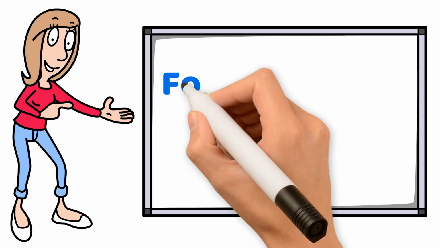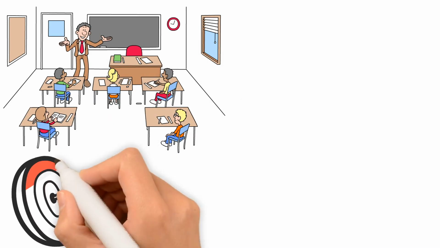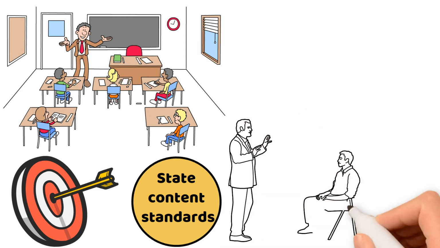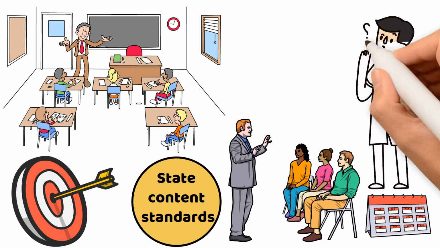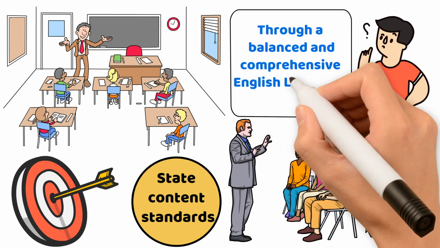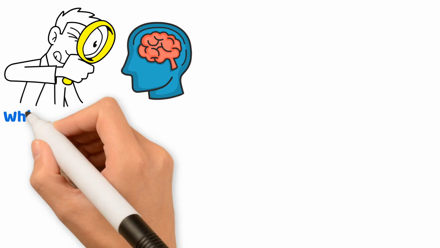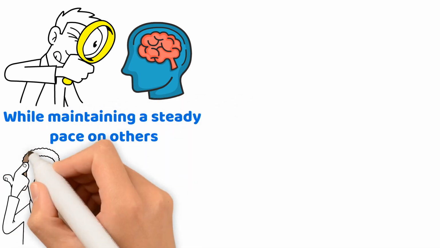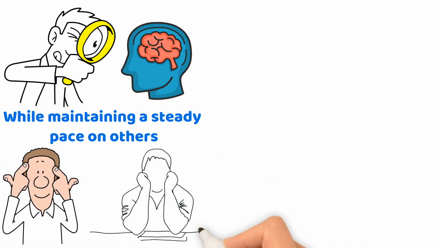Let's begin with the foundations of standards-based reading. When you step into your classroom, your mission is crystal clear. Help every student meet those crucial state content standards. Think of these standards as your teaching roadmap, guiding each child towards academic success by the end of the school year. Now, how do we achieve this? Through a balanced and comprehensive English language arts program. Balance is key. Focus more on skills your students struggle with while maintaining a steady pace on others. And remember, comprehensive means covering all skills without overemphasizing any. This dual approach ensures every student gets exactly what they need.